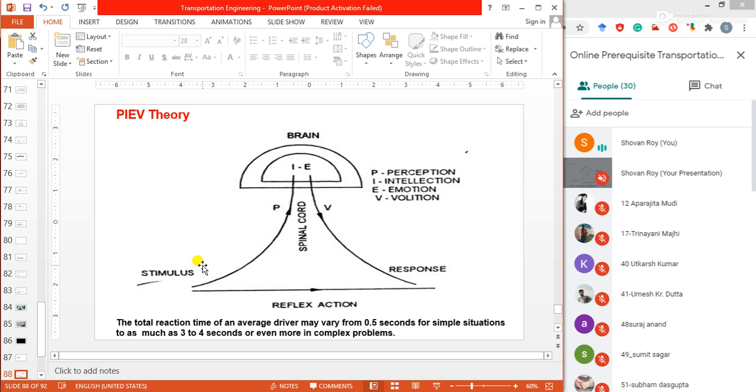Time taken by the driver for P. P stands for perception, I for intellection, E for emotion, V for volition. Okay. P for perception, I for intellection, E for emotion, V for volition.